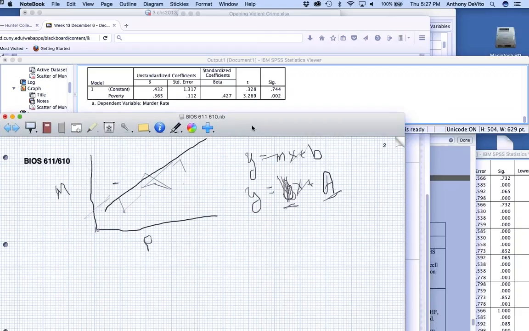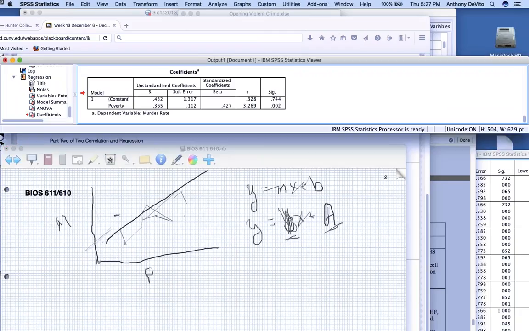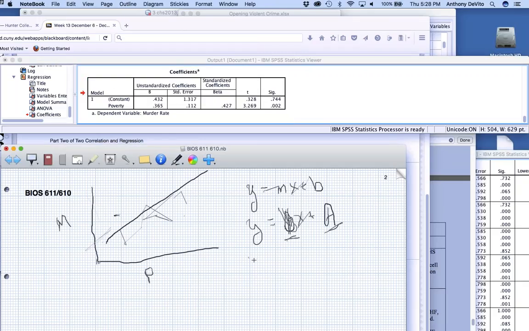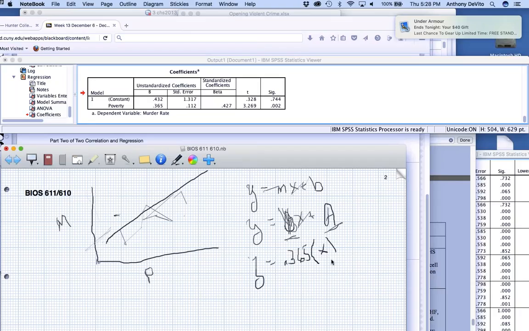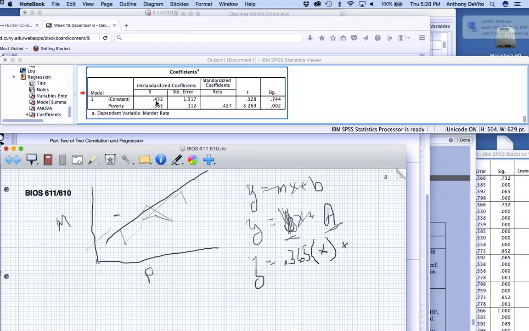So if we look at this chart of coefficients, we see that poverty has a coefficient of 0.365. That's the slope of this line. So in other words, y is equal to 0.365 times x, which is poverty, plus the y-intercept. And the y-intercept is this other number, 0.432, the constant, right, 0.432.